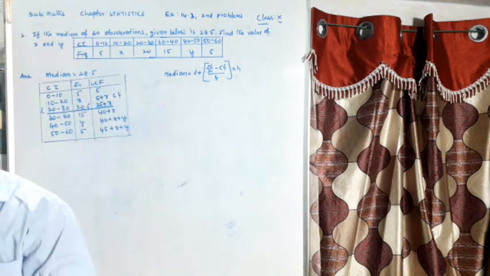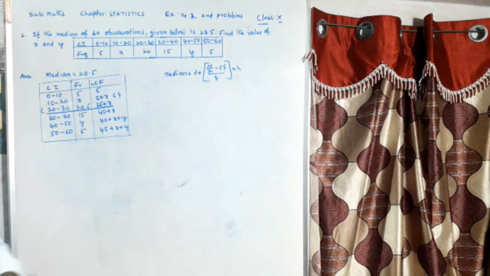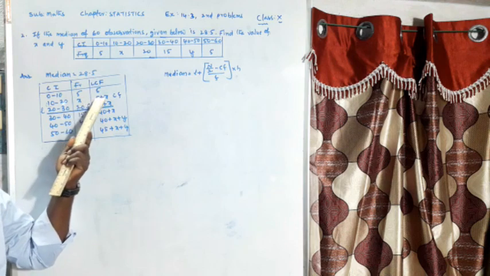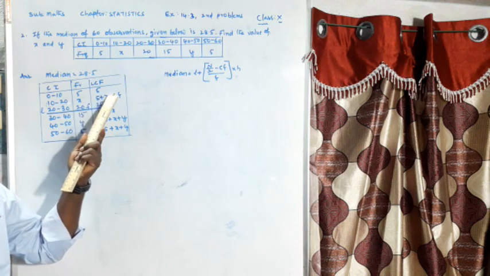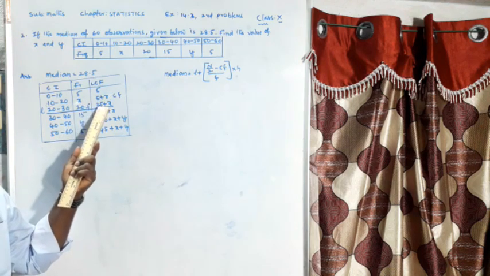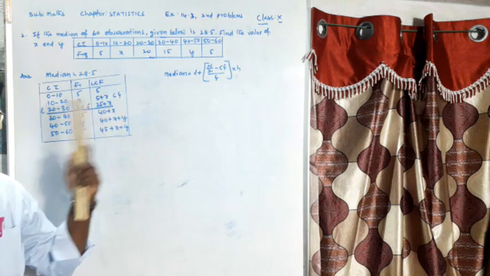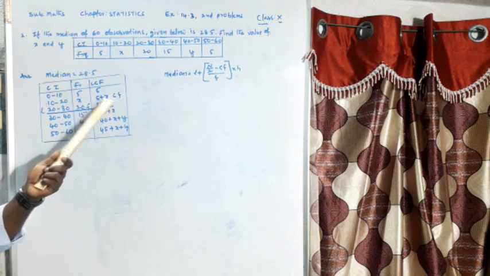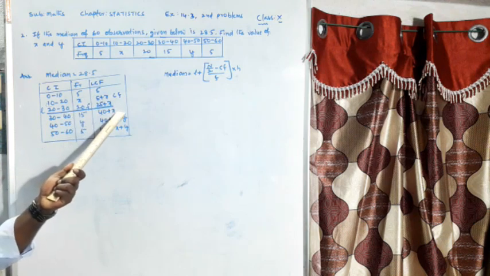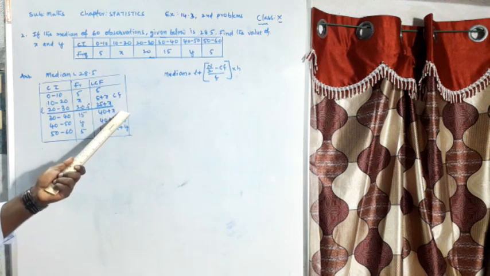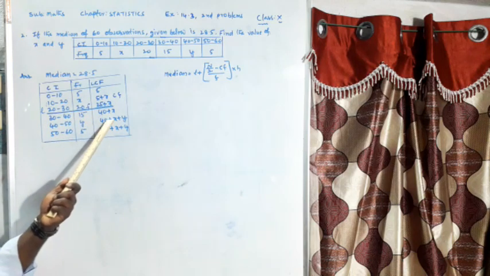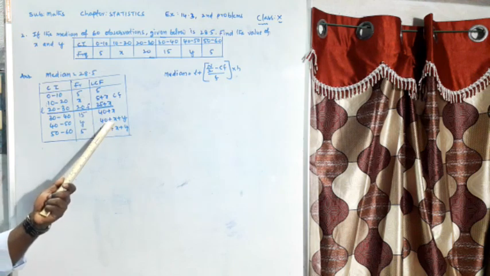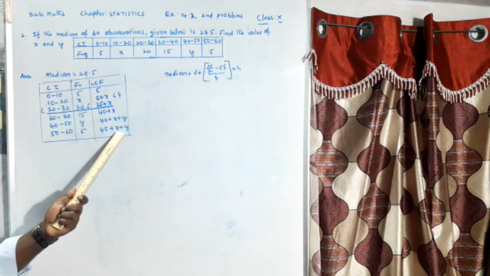From top to down, you can add total terms one by one. First, you can add 5. 5 plus x. 5 plus x plus 20. You will get 25 plus x. Next, 25 plus x plus 15 is equal to 40 plus x. Next, 40 plus x plus y. Next, 5 with the 40, you can add them: 45 plus x plus y.